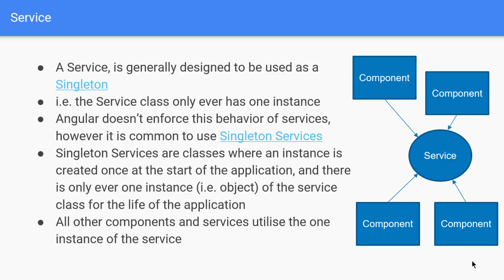A service is generally designed to be used as a singleton. That is, the service class only has one instance. Angular doesn't enforce this behavior of services. However, it is common to use singleton services. Singleton services are classes where an instance is created once at the start of the application, and there is only ever one instance or object of the service class for the life of the application. All other components and services utilize the one instance of the service.